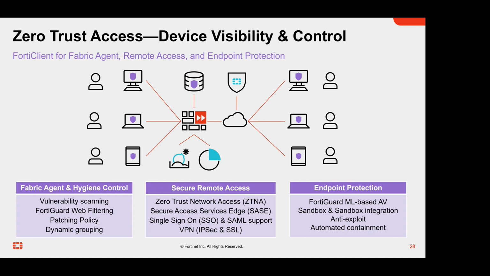Maybe you say, yeah, we're using Windows Defender, we are happy with it. Fine. Then disable the EPP part in the FortiClient. If you don't need it, no problem for us. Maybe you don't even need to license that. You only say, okay, I need the remote access stuff. Then you go with the remote license and you don't have to pay even for that.